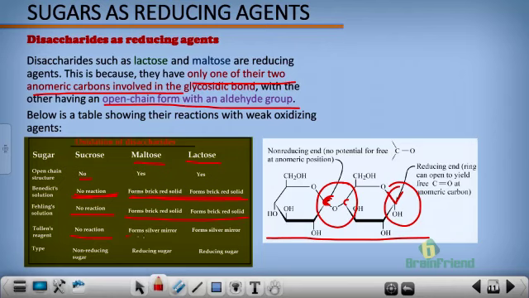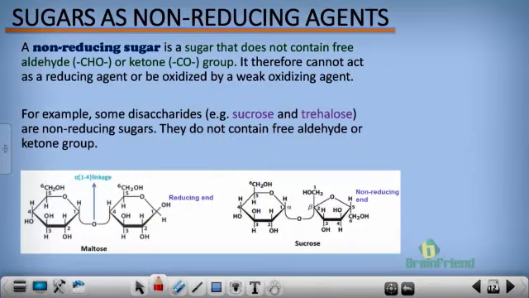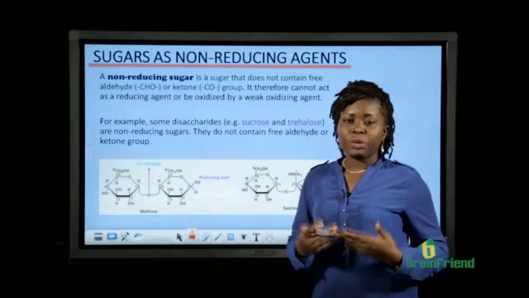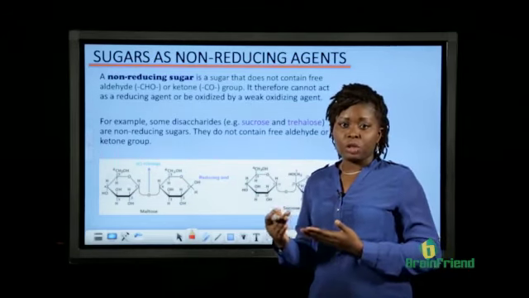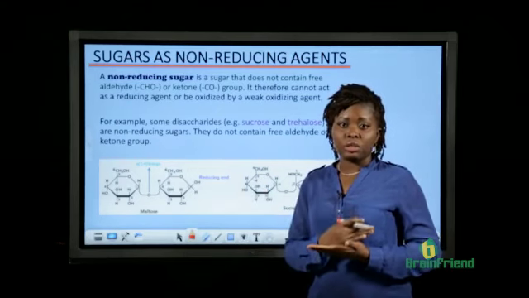With Tollens' reagent, they form a silver mirror. So in conclusion, sucrose is a non-reducing sugar, while maltose and lactose are reducing sugars. So now, I hope you'll be able to differentiate between reducing sugars and non-reducing sugars.